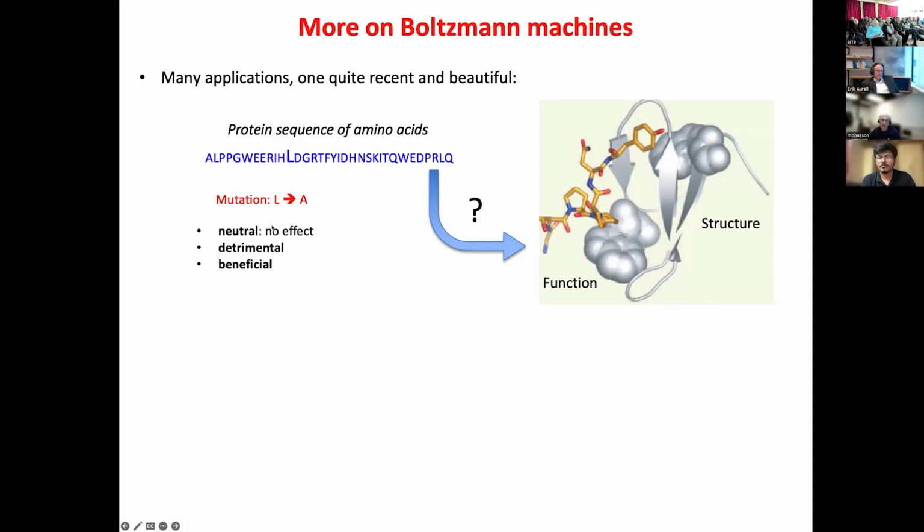So the mutation can be neutral. Sometimes they don't have any effects. Sometimes they completely disrupt the structure and the function, and sometimes it may be actually beneficial. They actually increase, for instance, the affinity of the protein. So how is this connected to Boltzmann machine?